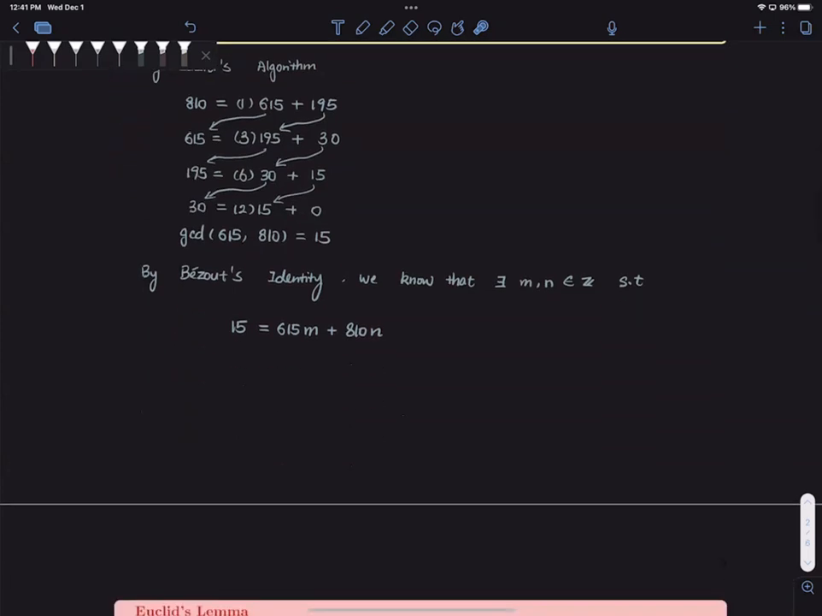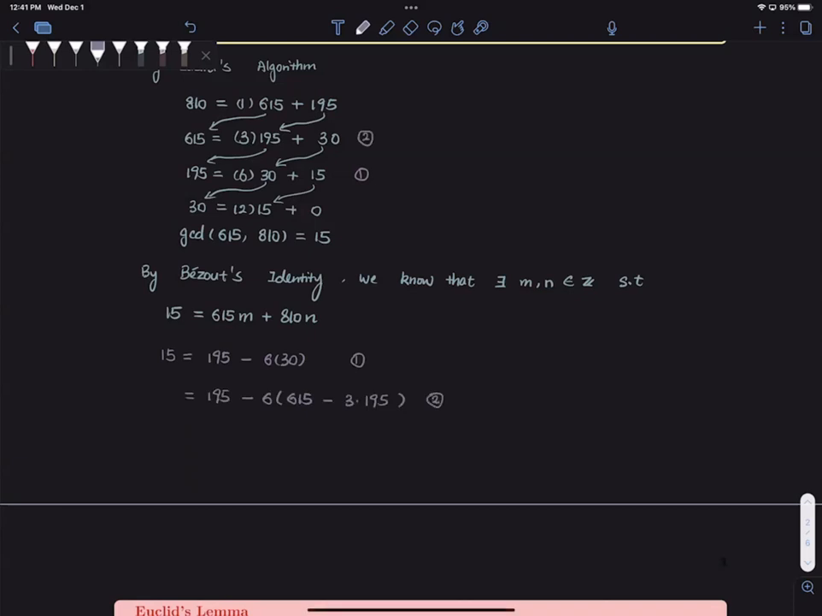15 equals to something. That's correct. Okay, so from before we have 15. So let's call this 1 because I'm using 1. 15 equals to 195 minus 6 times 30. This is by equation 1. And then 30 equals to 615 minus 3 times 195. This is by equation 2.